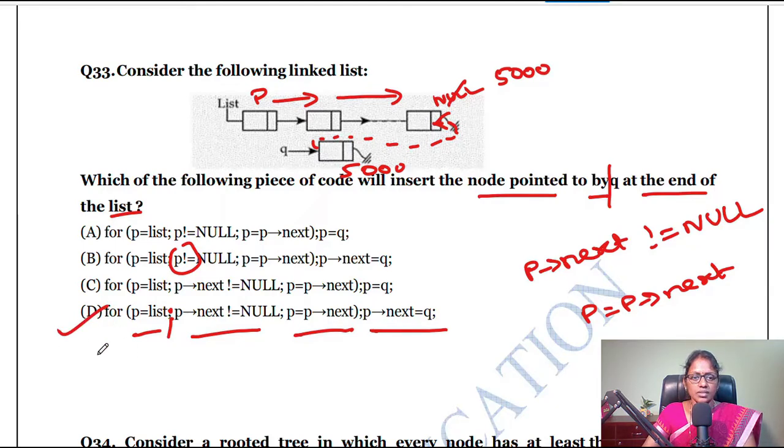So option B is the correct answer. p equal to list, and p of next is not equal to null, and the increment part is p equal to p next. And after moving to the end of the list, what I am doing is I am assigning the pointer q to p of next.